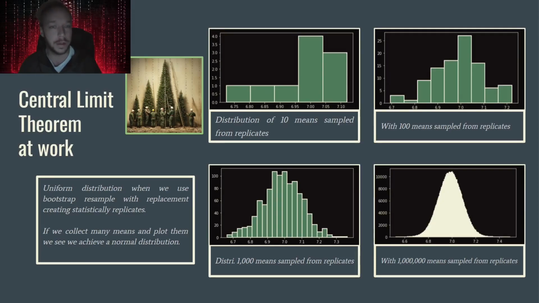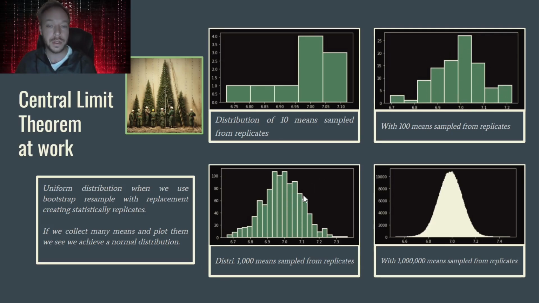Yes, central limit theorem at work, and this is really just to show what happens, how this actually happens. So if we have any distribution, if we were to sample, make 10 replicates and take 10 means of those replicates, we're going to get a distribution that can look like anything. And then as we start collecting 100, we start to see that emergence of normality happens actually quite quickly.